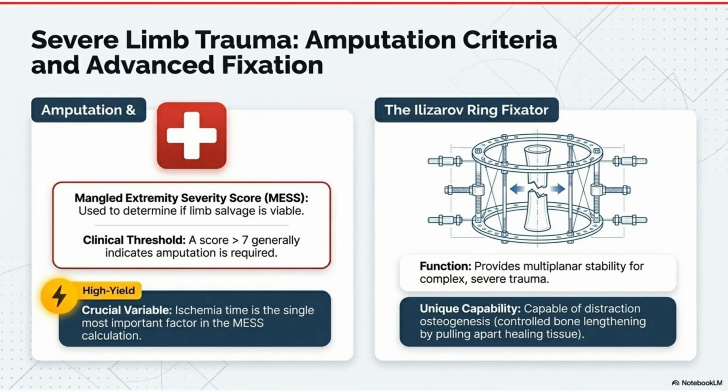The Mangled Extremity Severity Score, or MESS, determines if limb salvage is viable. A score greater than 7 generally indicates amputation is required, with ischemia time being the most critical factor. For advanced fixation, the Ilizarov ring fixator offers multiplanar stability and distraction osteogenesis.